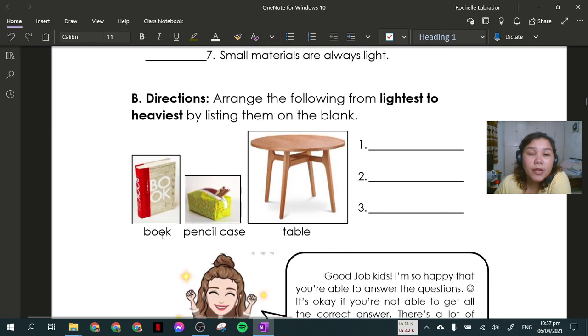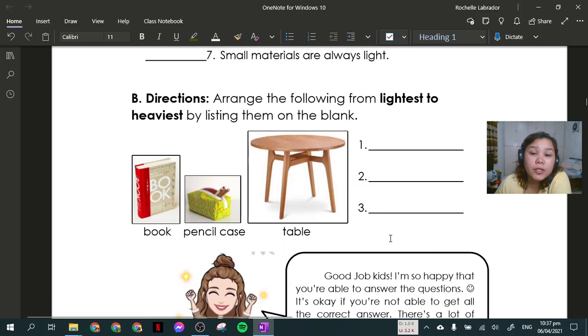Part B, directions. Arrange the following from lightest to heaviest by listing them on the blank. So we have your 3 objects, book, pencil case, and table. So you have to list them down from lightest to heaviest. So number 1 will be marked as the lightest, down to number 3, the heaviest.